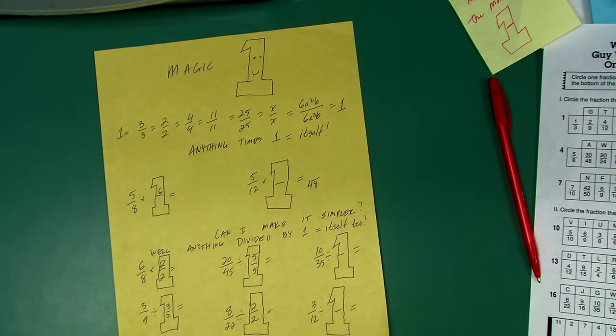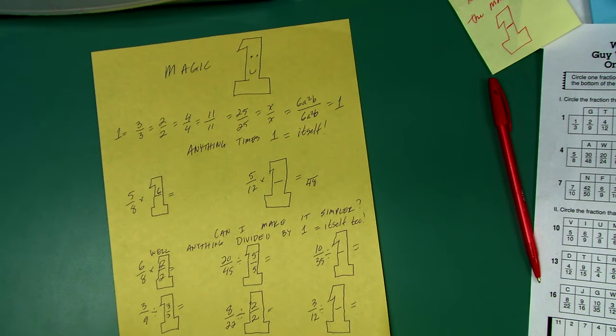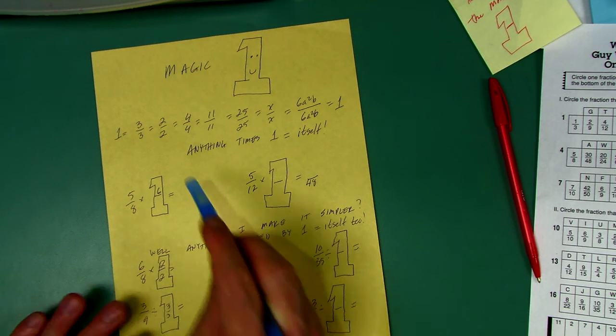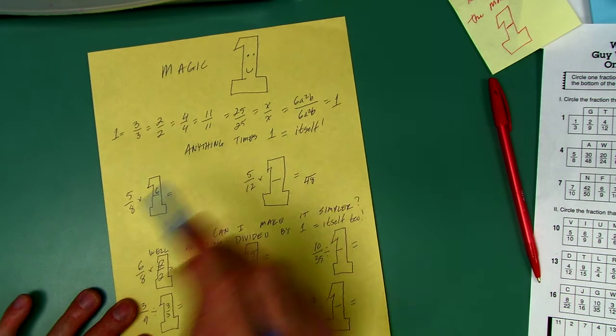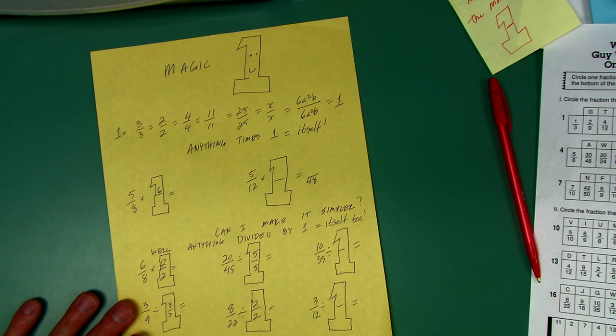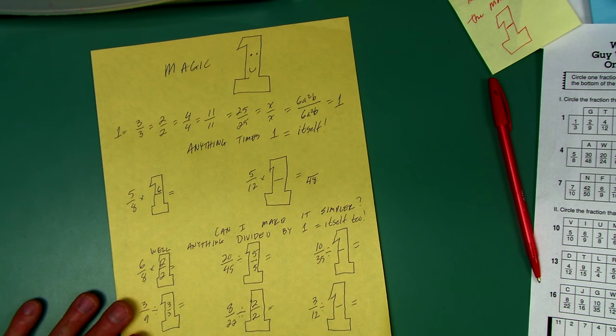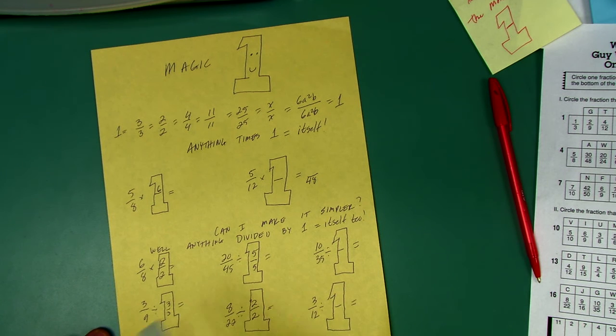The other thing is anything times 1 equals itself. So when we're getting equivalent fractions, how many different ways can you write 1? Well, infinite, right? So you can find infinite fractions that are equivalent or equal to your original fraction. And the other thing is you can simplify fractions because dividing by 1 is also going to equal itself.